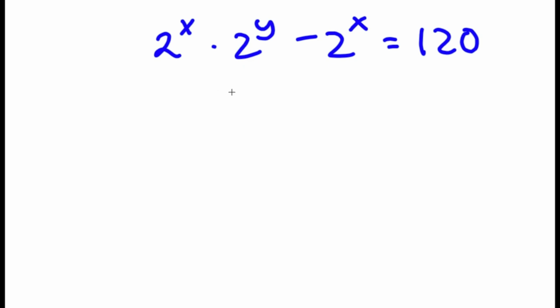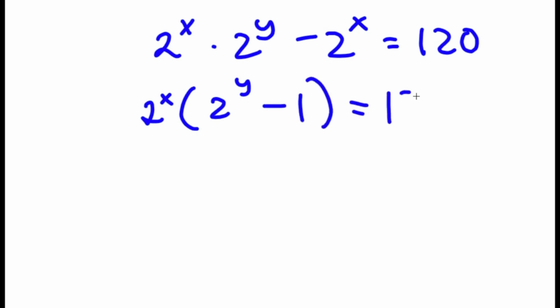Now, I'm going to go ahead and factor out 2 to the power of x from the left-hand side. So now I have 2 to the power of x times 2 to the power of y divided by 2 to the power of x, simply just 2 to the power of y, and negative 2 to the power of x divided by 2 to the power of x is negative 1. So this is equal to 120.